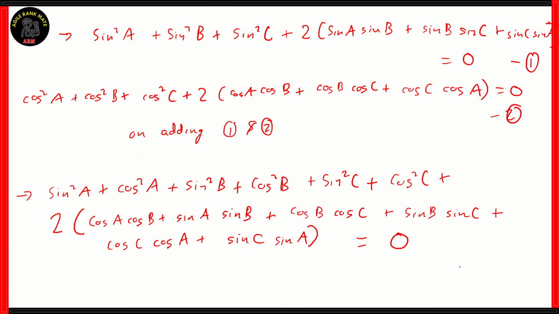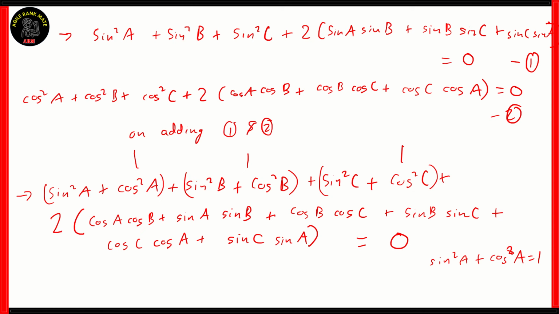Now, in trigonometric expressions, we learn that the sum of sine squared A and cos squared A is 1. And we're going to use that over here. So sine squared A plus cos squared A gives 1. Sine squared B plus cos squared B gives 1. Sine squared C plus cos squared C also gives 1. So now the expression would read 3 plus 2 times (cos A cos B plus sin A sin B, cos B cos C plus sin B sin C, cos C cos A plus sin C sin A).